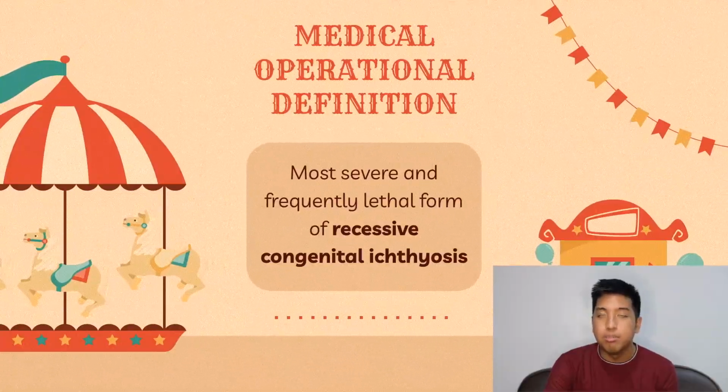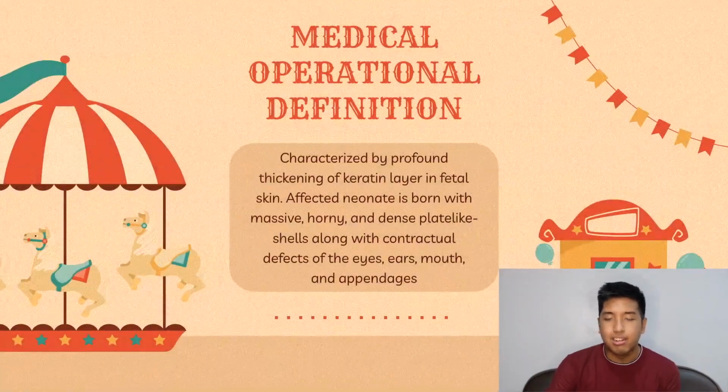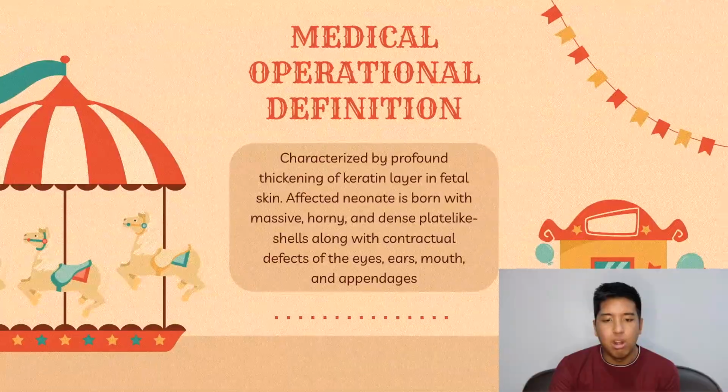Harlequin Icthyosis is the most severe and frequently lethal form of recessive congenital ichthyosis. This disease is characterized by profound thickening of the keratin layer in fetal skin, and the affected neonate is born with massive, horny, and dense plate-like shells along with contractile defects of the eyes, ears, mouth, and appendages.